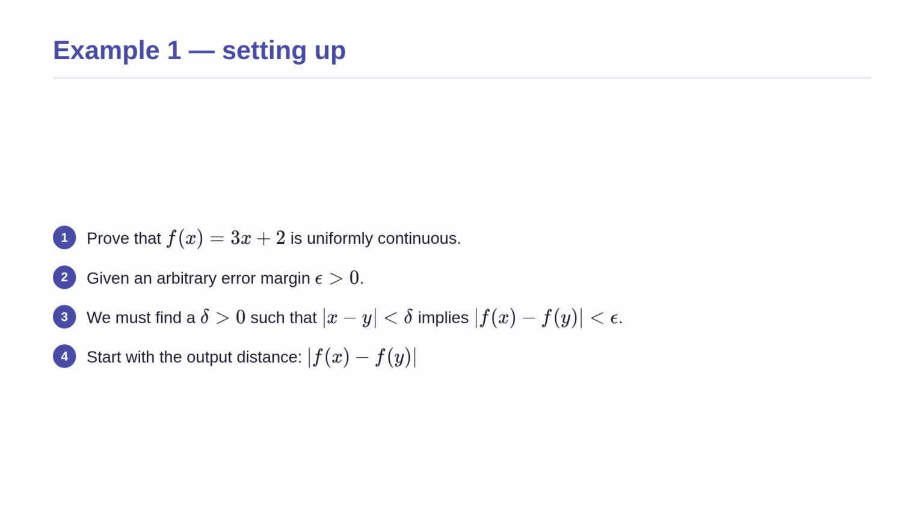We want to prove that the linear function f of x equals 3x plus 2 is uniformly continuous on the entire real number line. We are given an arbitrary error margin, epsilon, which is greater than 0. Our goal is to find a corresponding input window delta that depends only on epsilon and works for any 2 points, x and y. To do this, we will work backward from the conclusion we want to reach. We start by examining the distance between the outputs, hoping to reveal the distance between the inputs hidden inside it.